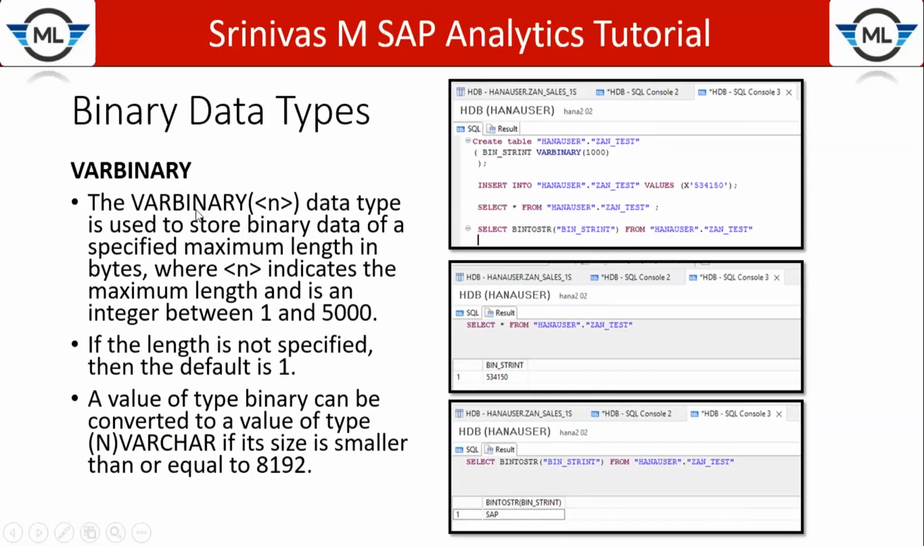So how to define binary here? By using varbinary, we can define a column of binary data type. Okay, and within the brackets we need to specify the maximum length. We can specify the length between 1 and 5000. Okay, and how to enter data into this varbinary data type? If you want to insert data into a column of type varbinary, you can insert in this way. So here you see it is clearly mentioned here also.